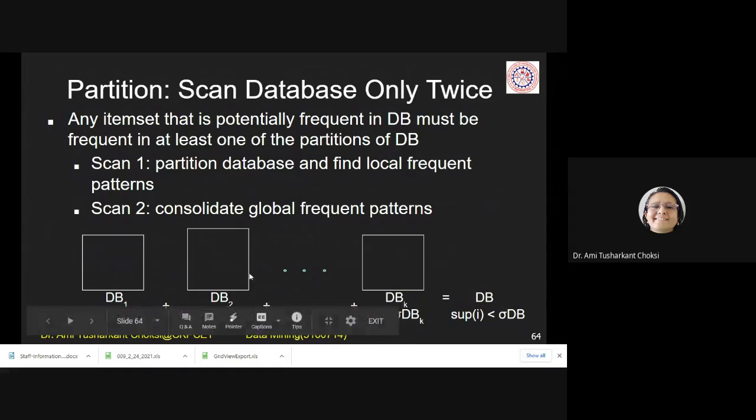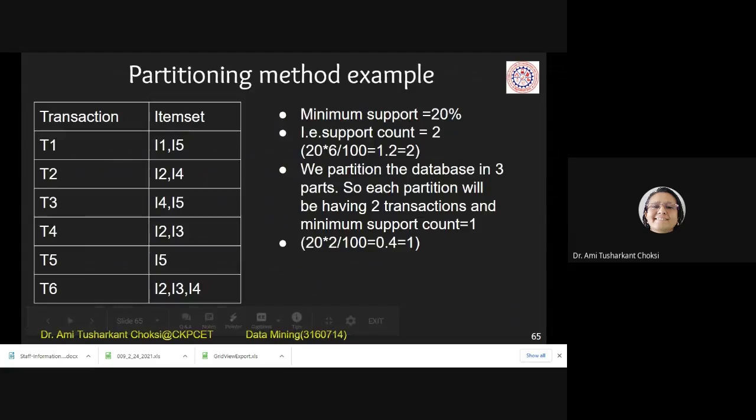That is, we can say DB1, DB2, DBk. These are the partitions. Actually when we merge, it is the DB, right? So what we do is we combine the local frequent patterns to get the global frequent patterns. Fine. An example we'll see in the next class. That's all for today.